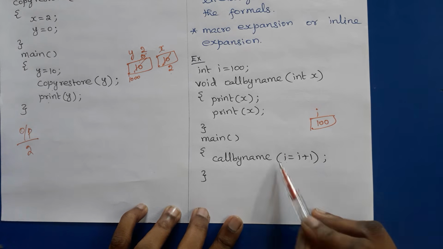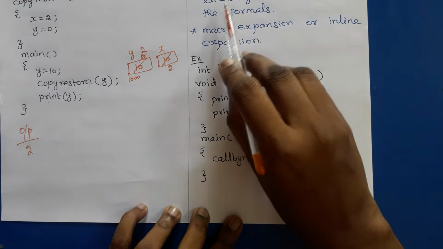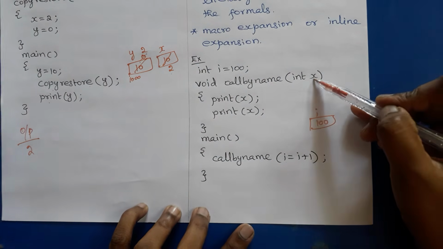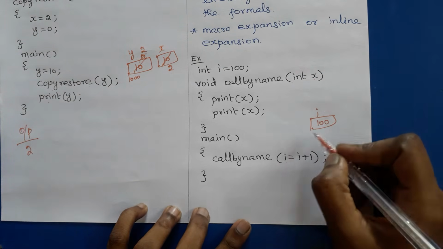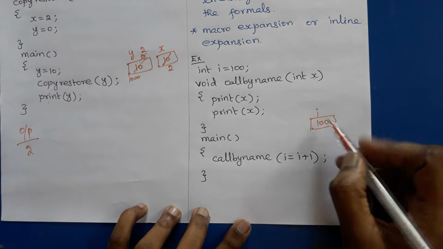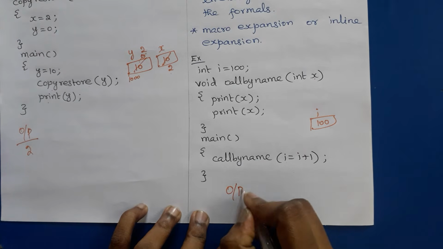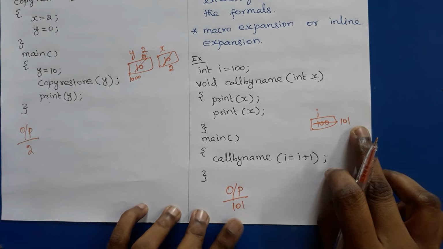So here it is not evaluating this actual parameter, just it is copied. It literally the parameters are copied to the formal. So x means I equals I plus 1 will be performed. So what is I? 100. So 100 plus 1 means 101. So print of x means it will print 101 because now it is incremented by 1.